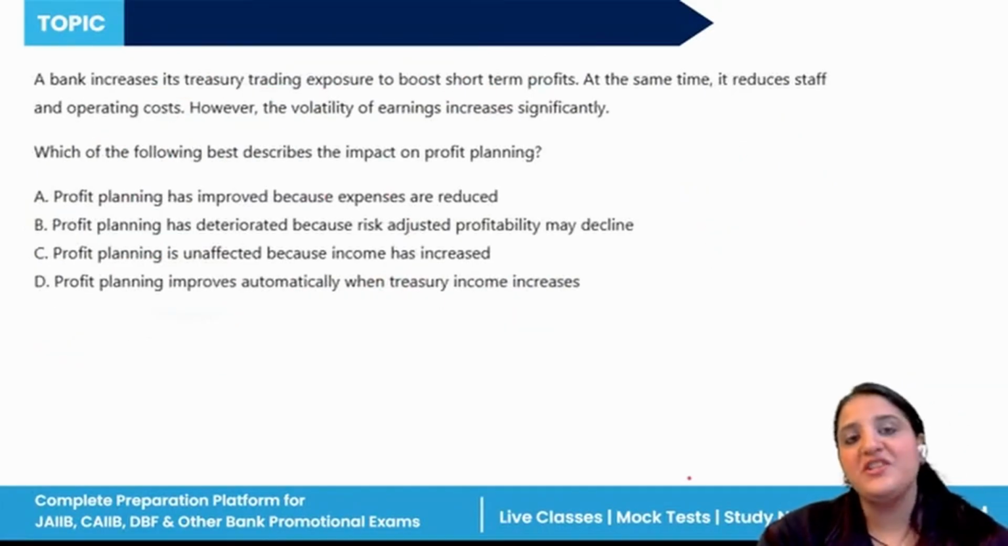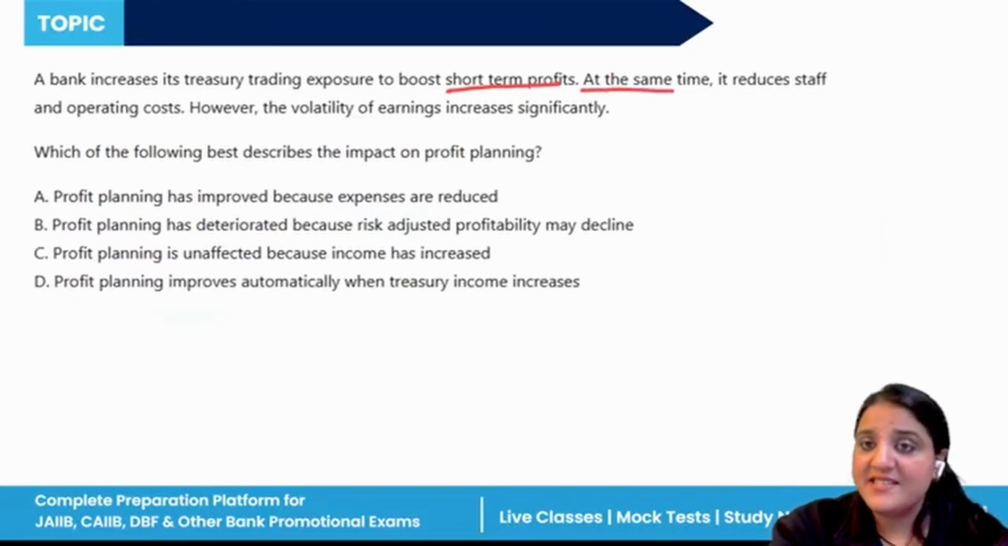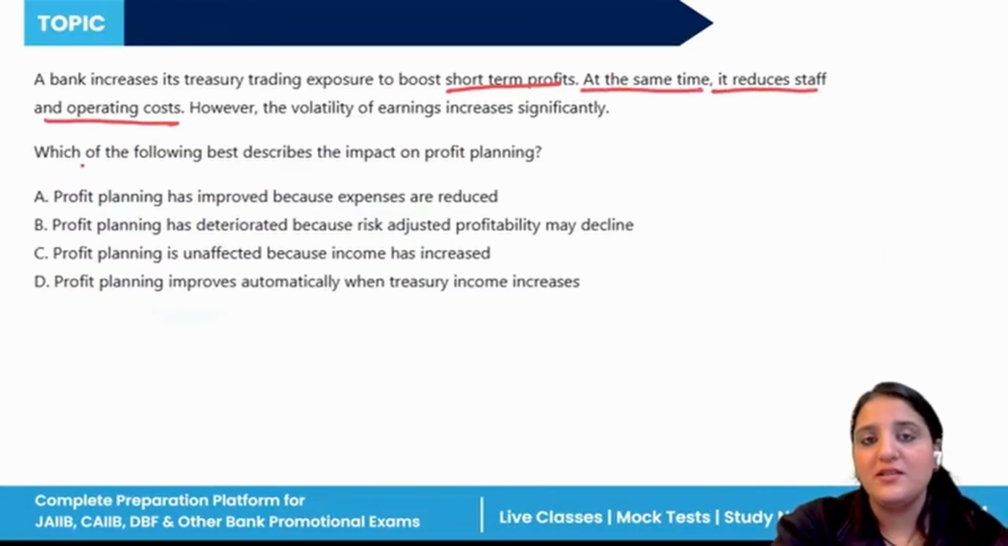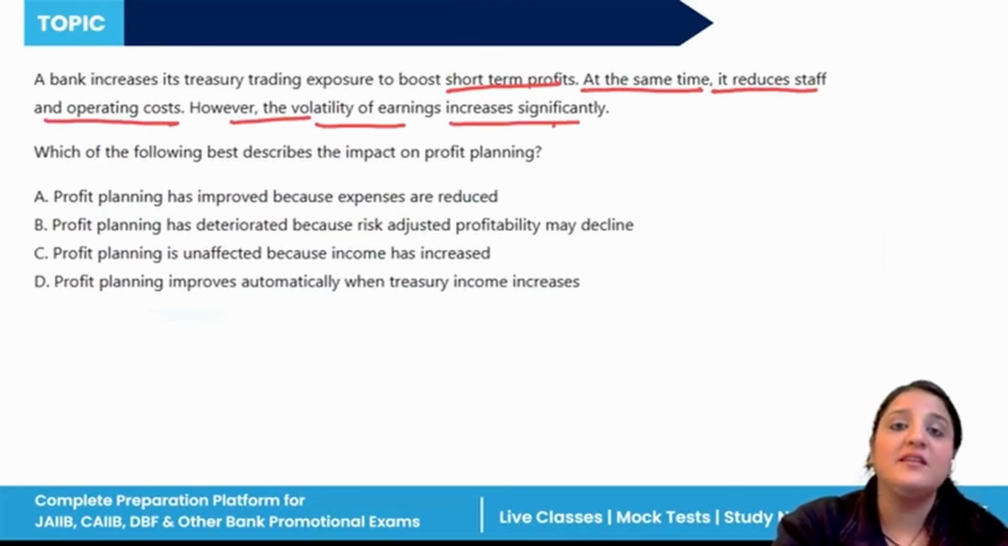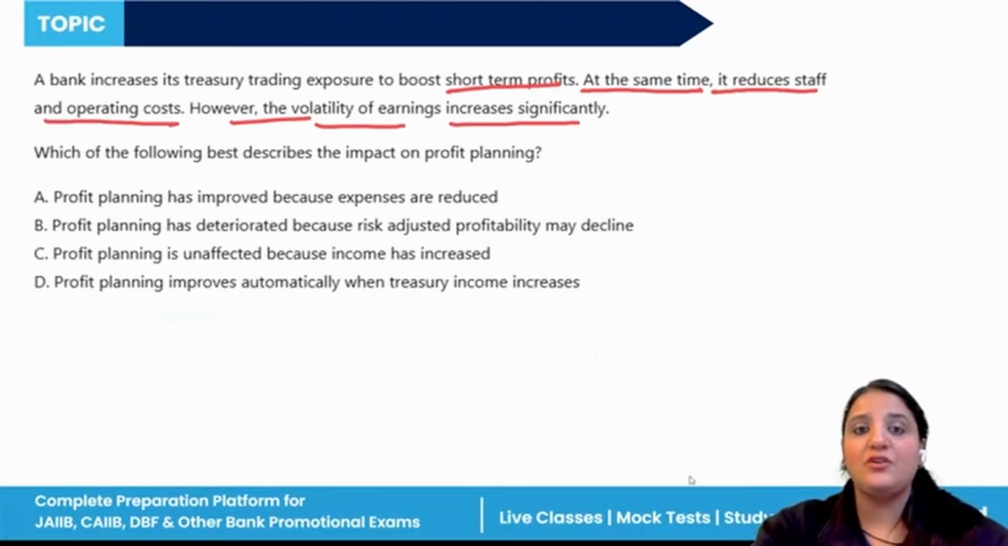So first question. A bank increases its treasury trading exposure to boost short-term profit. At the same time, it reduces staff and operating cost. However, the volatility of earnings increases significantly. So which of the following best describes the impact on profit planning?